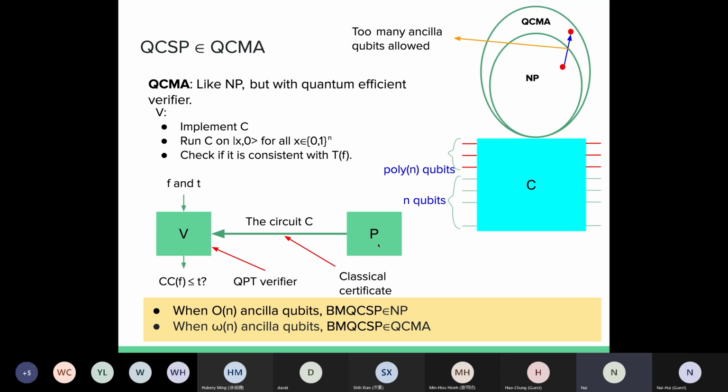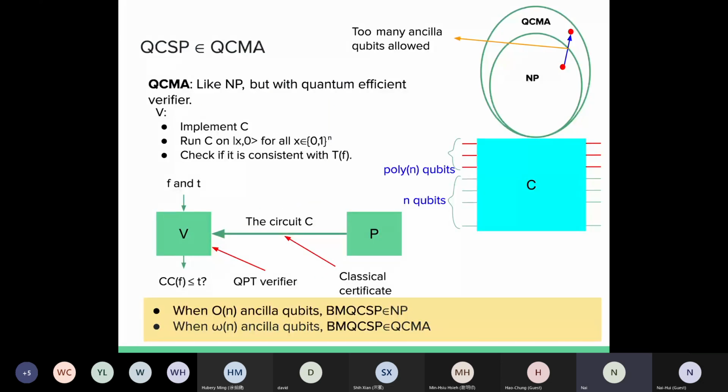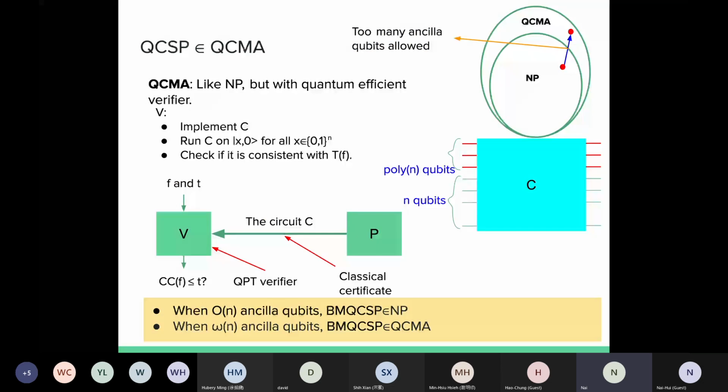So let me try to make this conclusion. When there are too many ancilla qubits, then the problem goes from NP to QCMA. So that's the conclusion here. Any questions about the hardness of MQCSP, like NP and QCMA? Okay, no, then we can go to the next slide.